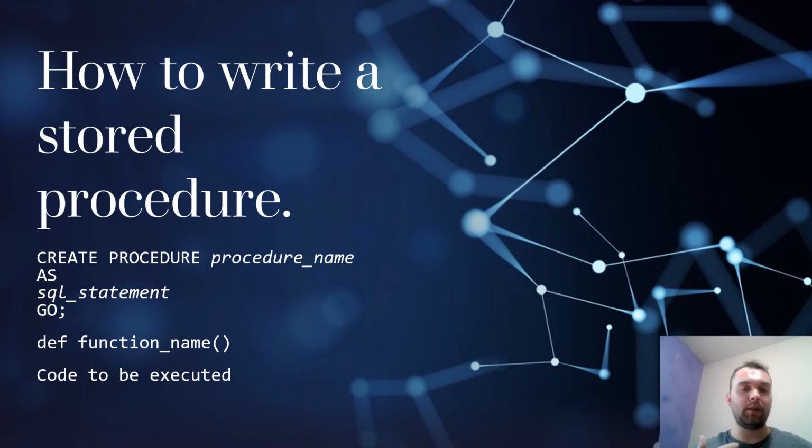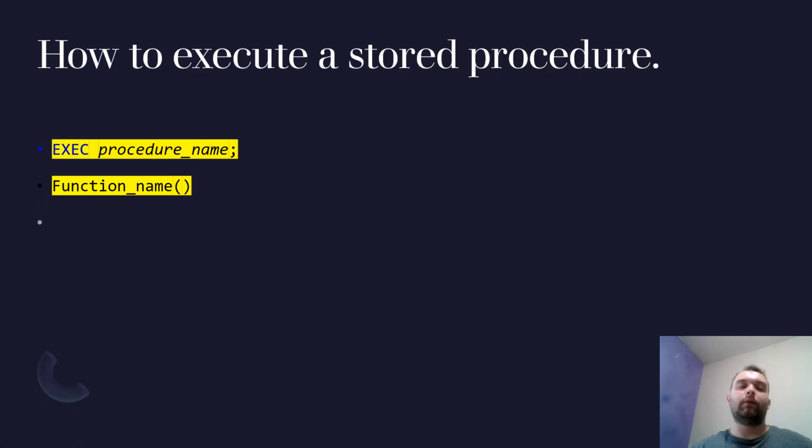Let's continue. After you've written the code, you type go and then an exclamation mark, which you should add at the end of pretty much any SQL query. Next, how to execute a stored procedure. You write exec for execute, followed by the procedure name and a semicolon. Just like how with a function, you would write the function name, followed by parentheses. That's another reason why stored procedures are basically just functions that you use in SQL.